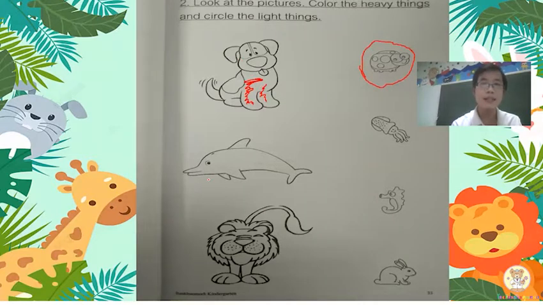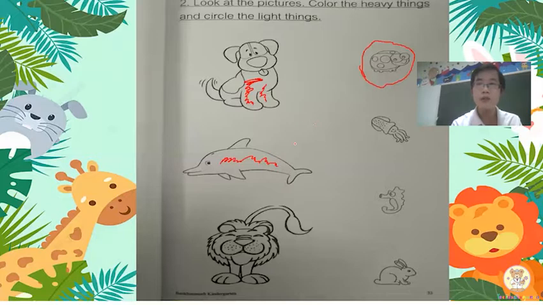Next, please take a look at this picture. This one we call a dolphin. Everybody please repeat with me. A dolphin. So a dolphin, you can see that it has a long and large body, right? So that's why we need to paint on a dolphin. You can use blue or you can use gray color to paint on a dolphin's body.